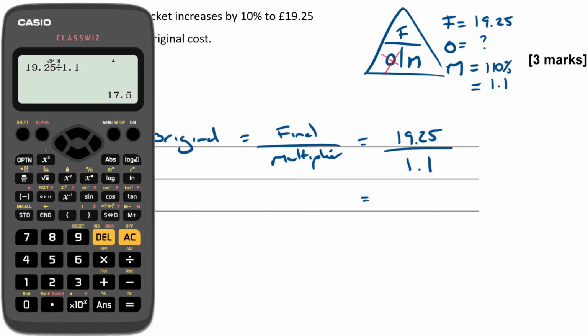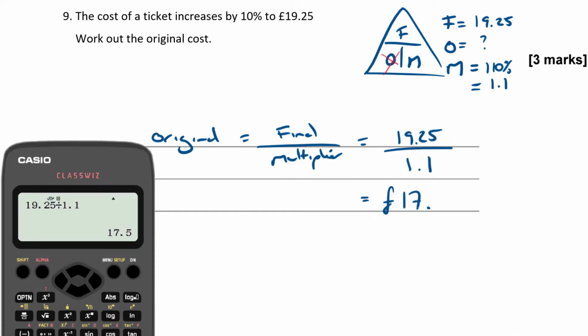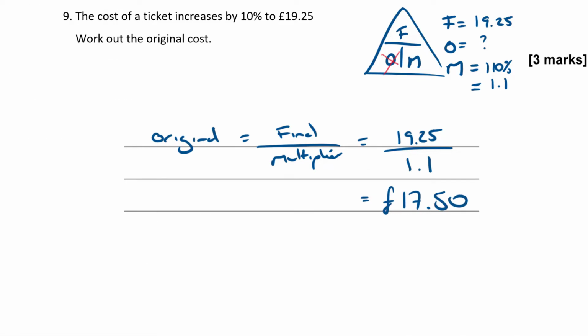This is in pounds and pence though, isn't it? So that's £17.50. I have to put that extra zero on if it's money, otherwise you lose an accuracy mark. So my answer is £17.50.